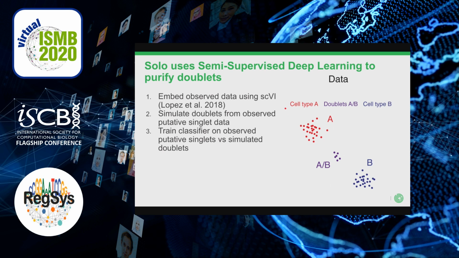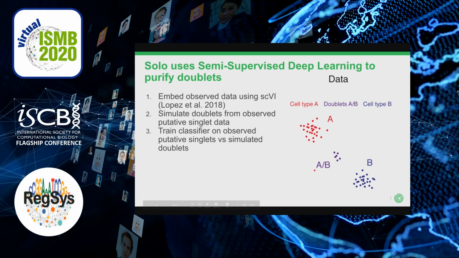The way Solo identifies doublets in single-cell RNA-seq experiments is by first creating a low-dimensional embedding of our data. We use the tool SCVI, which is a variational autoencoder for single-cell RNA-seq, to do so. On the right here, we have some example mock data, which is our observed data with a cell type A, some doublets that we've observed, and a cell type B. But we don't know a priori that these cells are doublets.